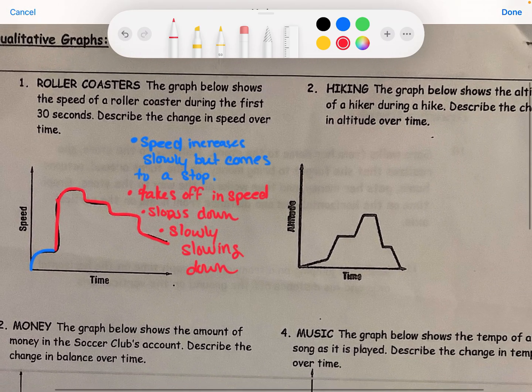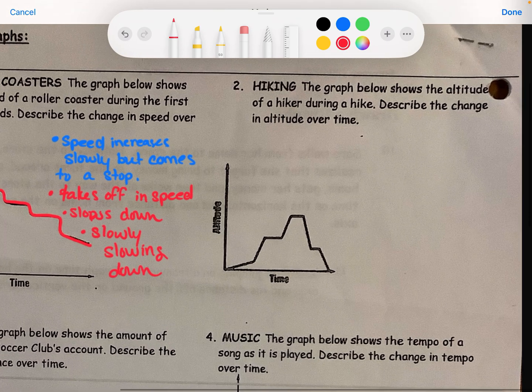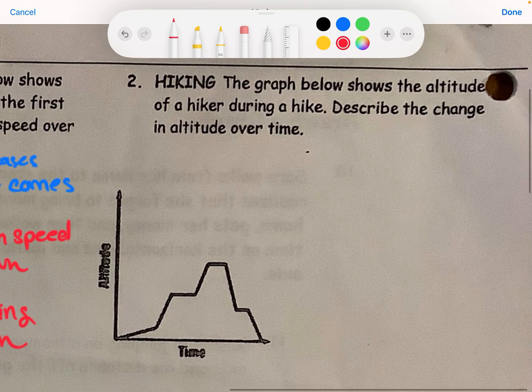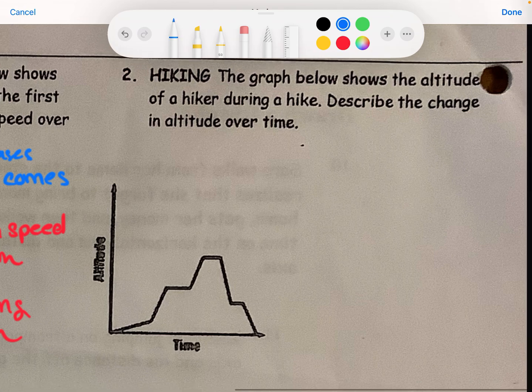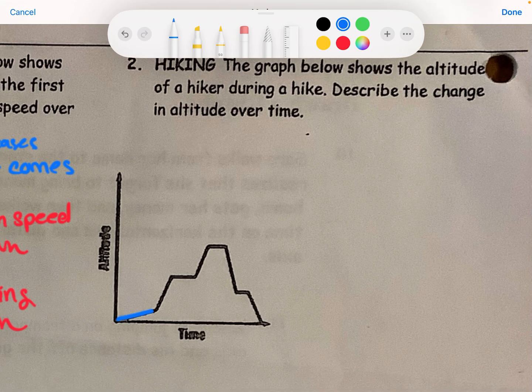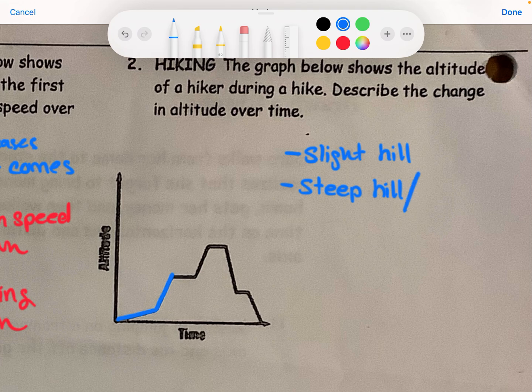All right, hiking, number 2. The graph below shows the altitude of a hiker during a hike. Describe the change in altitude over time. So it is a slow walk up a hill, and then it looks like that they get up really high really fast. This must be really steep. So starts off easy, slight hill, steep hill. That's the altitude, so it's going up real quick, right? Maybe steps, because that will take you up fast in a short amount of time.